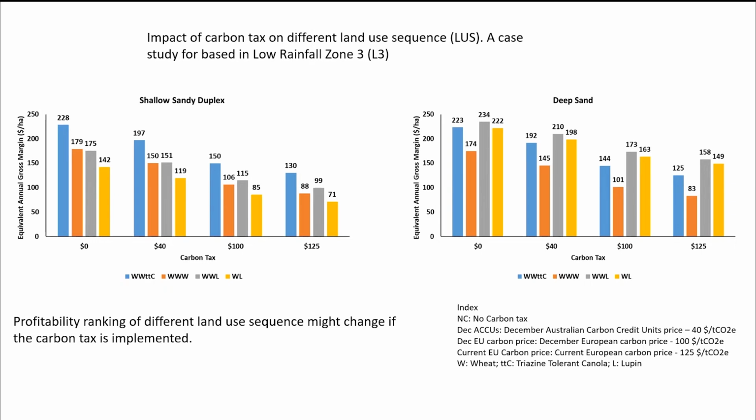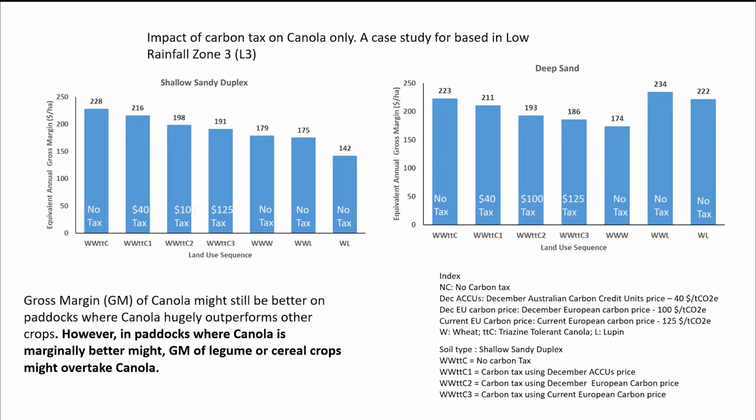And this one is more of a case study. As we know, from roughly 2026 there will be a carbon tax on canola, and almost 95% of our canola goes to Europe, which means either we or the importer in Europe will have to pay a carbon tax. So I had a look at what if there is a carbon tax only on canola, and none of the other crops have to pay a carbon tax. So basically a similar reaction to the carbon tax. The first one is no tax, then $40, $100, and $125.